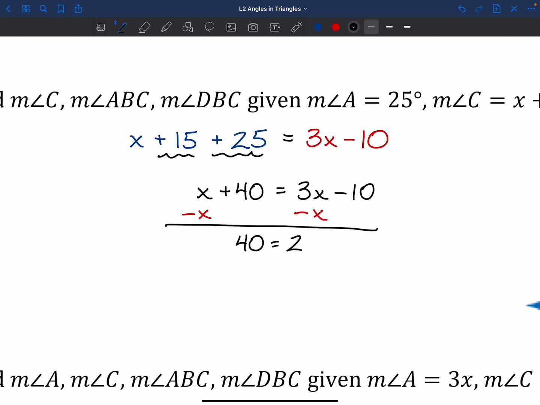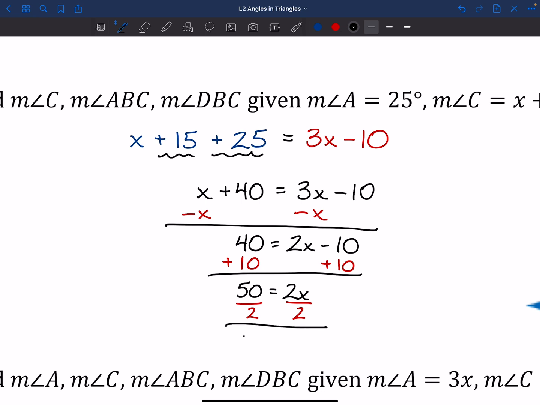So I get that 40 is equal to 2x minus 10. Now I've got to move that 10 away from the x's. So we're going to get that 50 is equal to 2x. And then last but not least, chop them in half. Divide by 2 on both sides to get that 25 is equal to x.